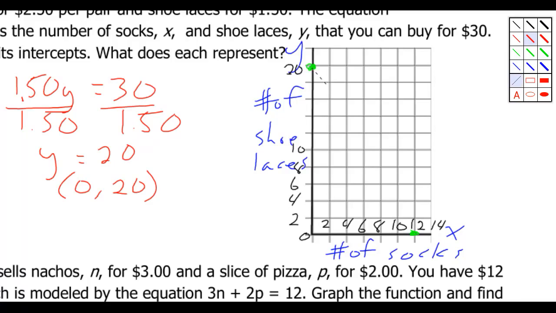Okay, so if I connected those two, use my straight edge to draw that line, and put the ends on it. And the question is, what do those 2 points mean? Well, that is really easy now that we've actually got it graphed, because that point right there is where you have 12 pairs of socks and 0 shoelaces. Likewise, that point right there is where you have 20 shoelaces but no pairs of socks. So all you bought was one or the other.